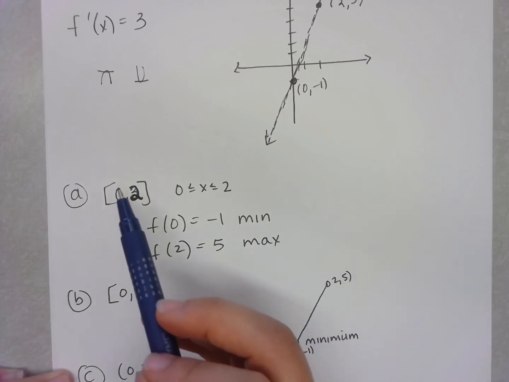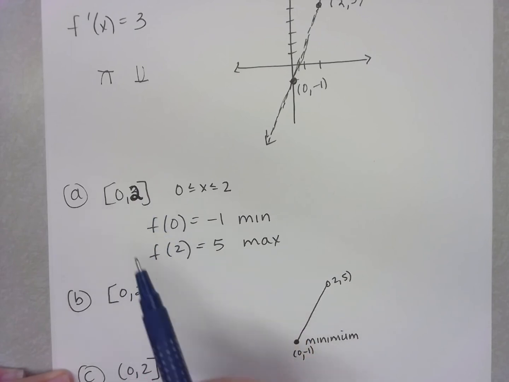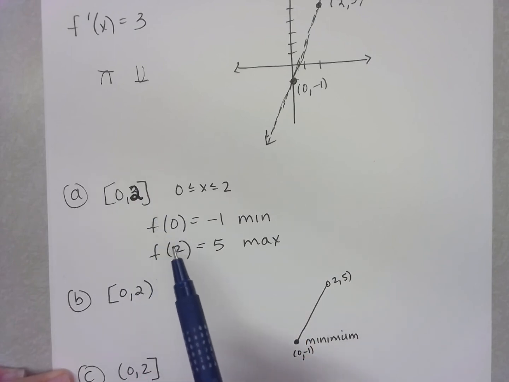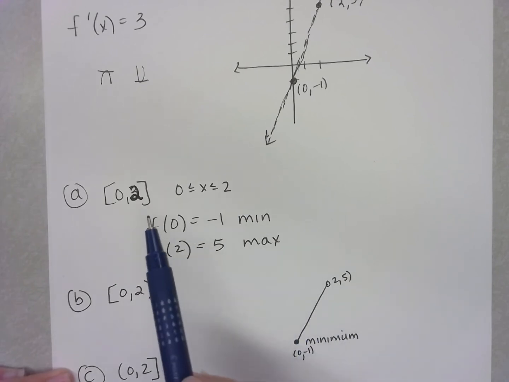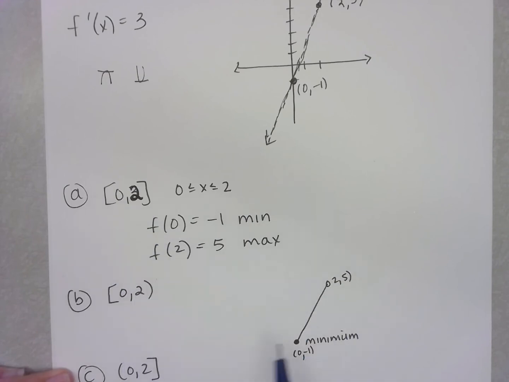So I'm trying to reinforce: I only have a min and a max when I include both endpoints, where I'm guaranteed a min and a max. I could still have a min and a max, depending upon what my graph looked like, but I'm only guaranteed one when the interval is closed, meaning it's including the endpoints. So here I don't have the 2 included, I have a min but no max.